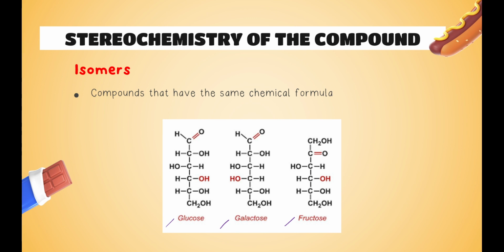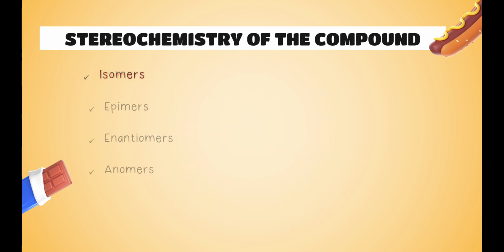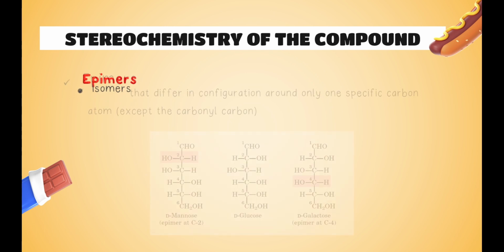And when we say isomers, again, the chemical formula is the same. Why? What is the chemical formula of glucose, galactose, and fructose? Glucose, galactose, and fructose all have 6 carbons, 12 hydrogens, and 6 oxygens. And remember, glucose, galactose, and fructose are under your hexose sugars because, again, they have 6 in their carbon chain. And that's what makes them isomers of each other because they have the same chemical formula, C6H12O6. So, what about epimers?